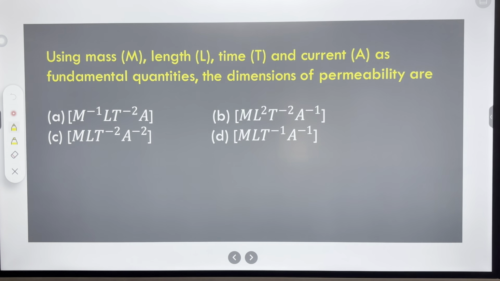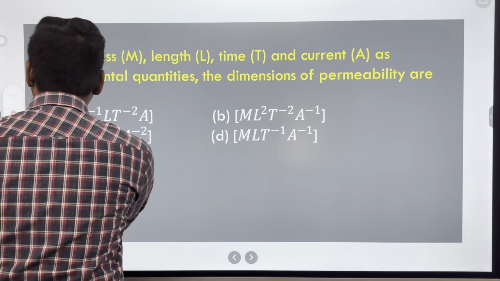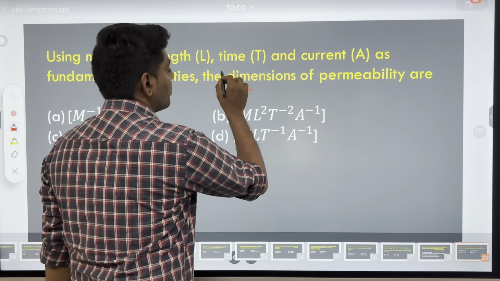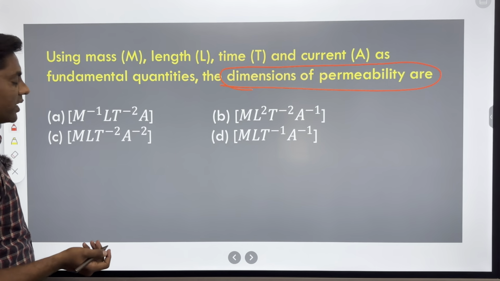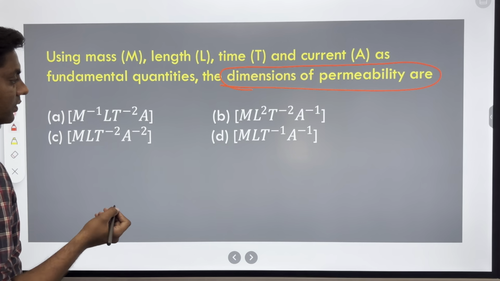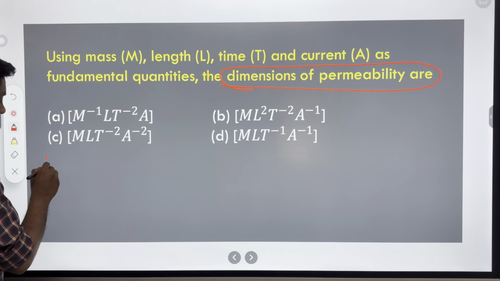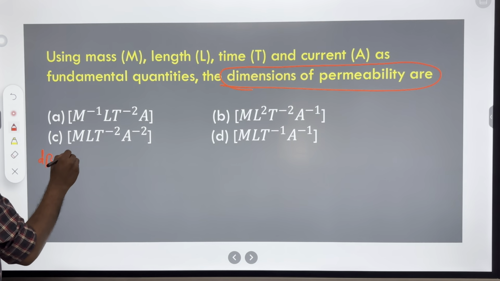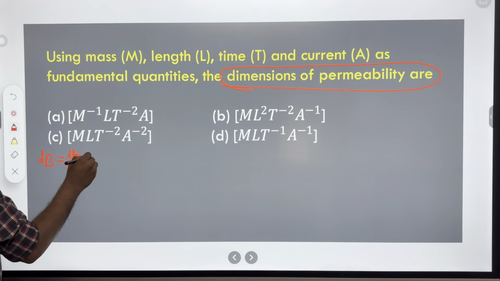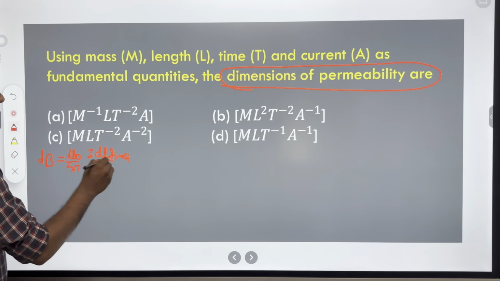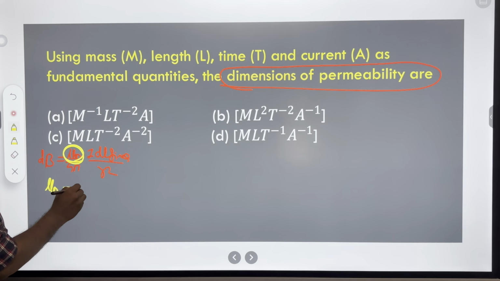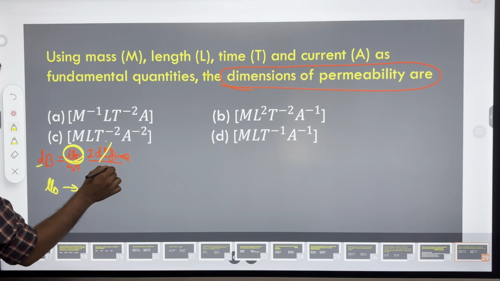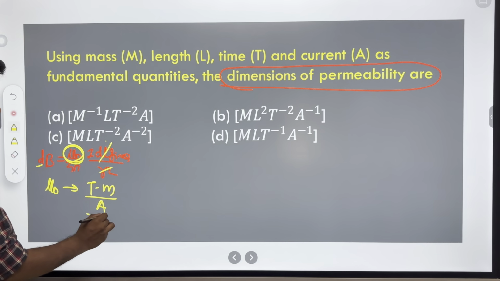Next, using mass, length, time and current as the fundamental quantities, we have to calculate the dimension formula for permeability. It is very easy, as we know from the Biot-Savart law, dB equal to mu naught upon 4 pi I dl sin theta upon r square. According to that, we can calculate the SI unit for mu naught: B is measured in Tesla, 1 meter gets cancelled, so that is meter, and current becomes ampere. So this is the SI unit.